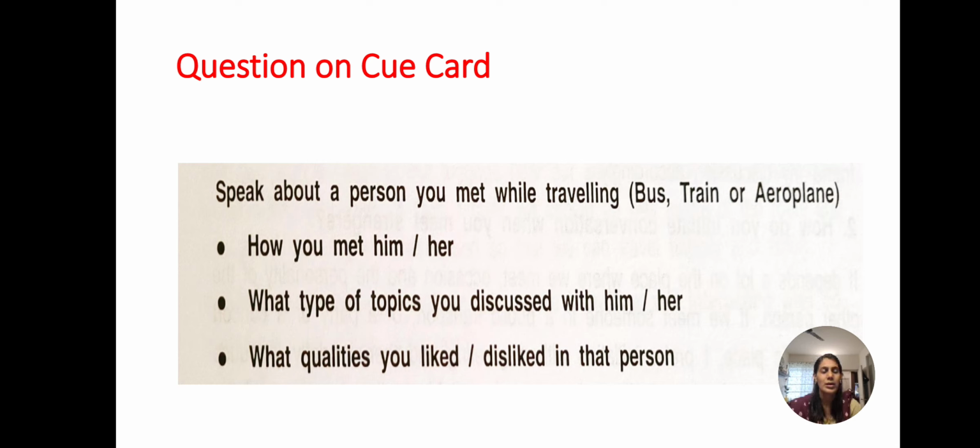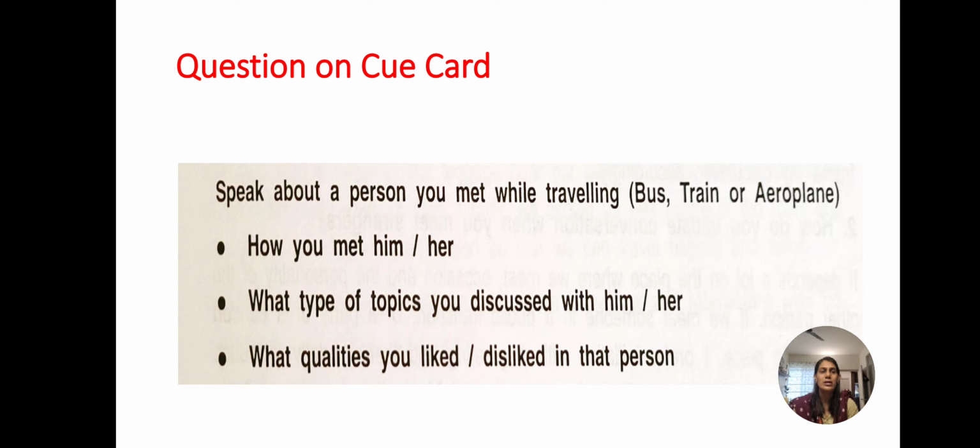in that person. Now, when we are talking about a cue card, we should know that we will have 3 to 4 minutes, either 3 or 4 minutes, to speak on the topic. 1 minute for preparation, the rest of the time for speaking. So how will we utilize that 1 minute of time? How will we do the brainstorming?